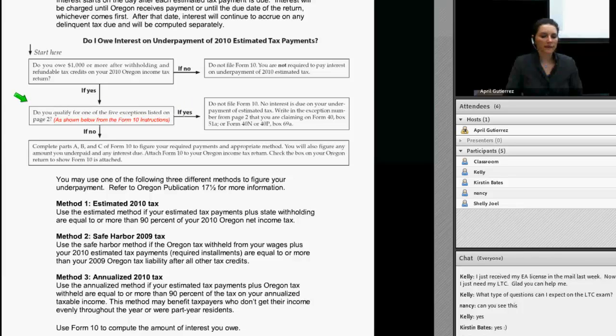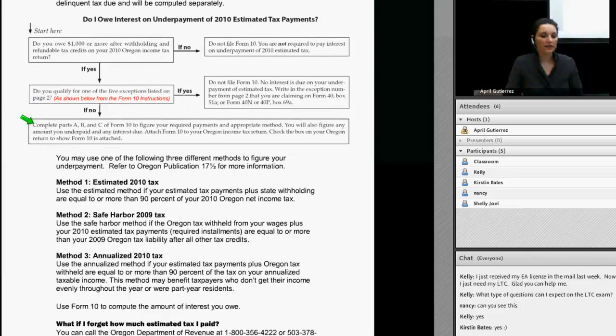If you do not qualify for one of the 5 exceptions listed in the instructions, then you answer no and you move down to the next part, which says complete parts A, B, and C of Form 10 to figure your required payments in appropriate method. You will also figure any amount you underpaid and any interest due. Attach Form 10 to your Oregon tax return. Check the box on your Oregon return to show that Form 10 is attached.